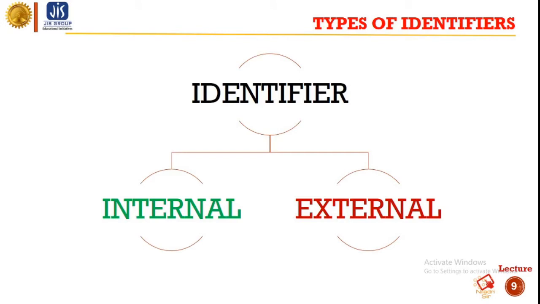Basically, we have two types of identifier: internal identifier and external identifier. So what are internal and external identifiers? If the identifier is not used in an external link process, then it is called an internal identifier, for example, local variables. If the identifier is used in an external link process, then it is called an external identifier. You can say global variables are an example of external identifiers.